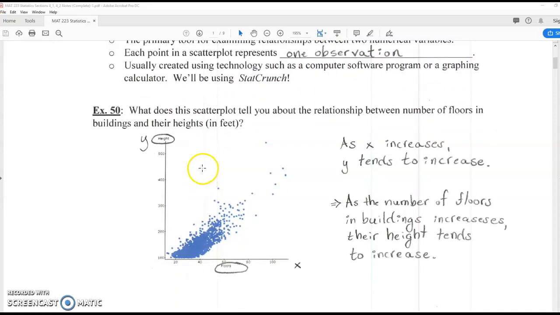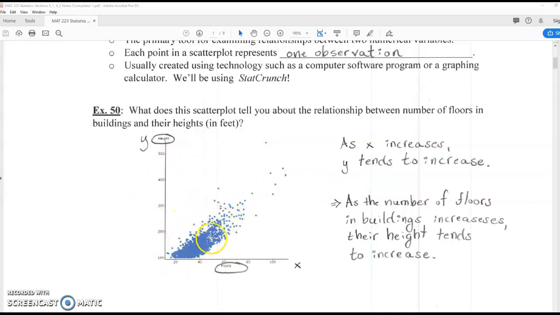Now when I say each point represents one observation, for example, look at this point right here. In this example, we're talking about the relationship between the number of floors in a building, in other words, how many stories the building has, as compared to the height of that building. Each point has an x and a y component. The x component of this point is somewhere around 85. So this is a building that had 85 stories, or 85 floors, and its height was somewhere around 275 feet. This is just roughly estimating.